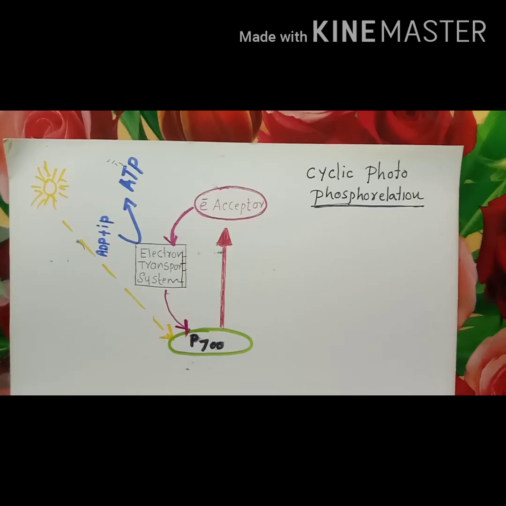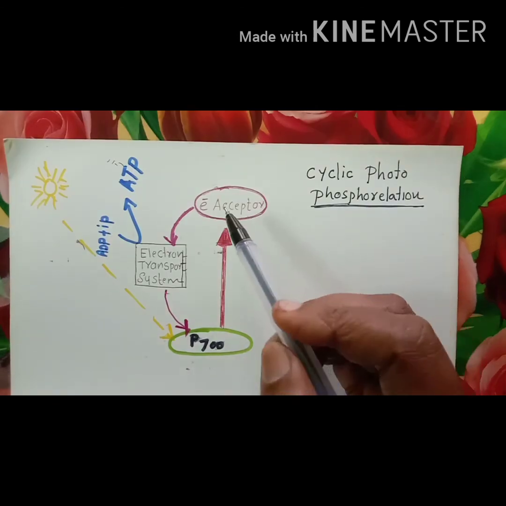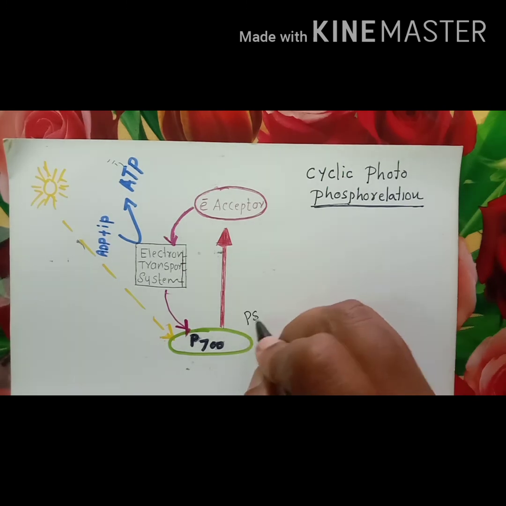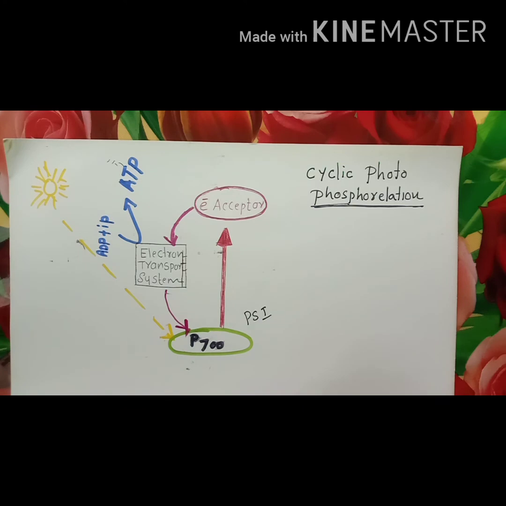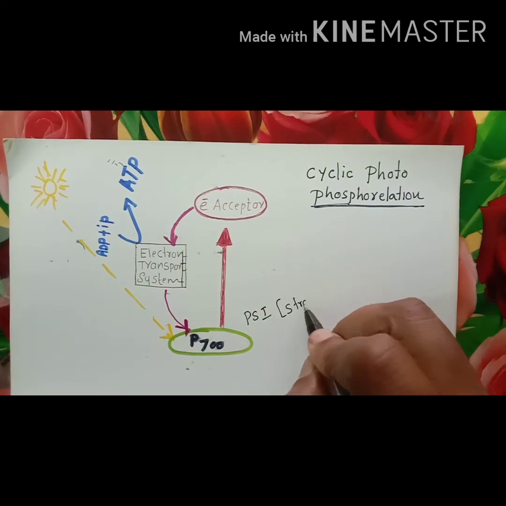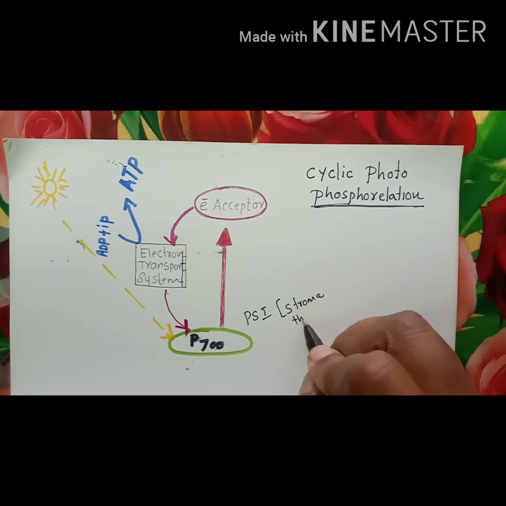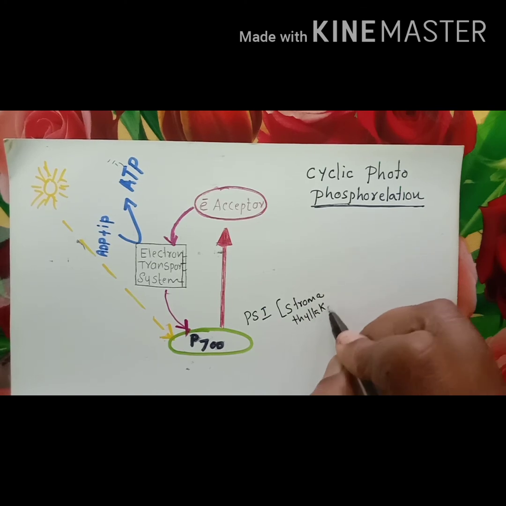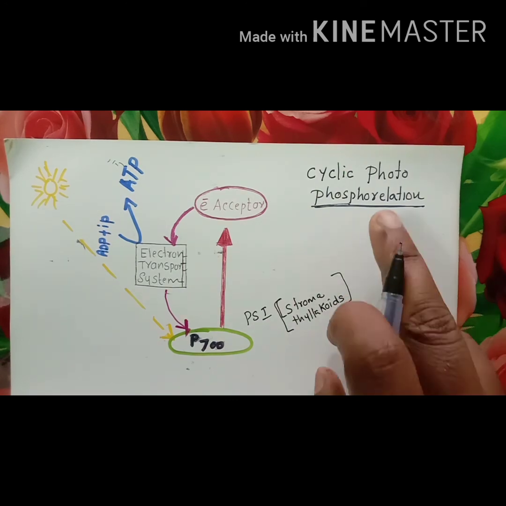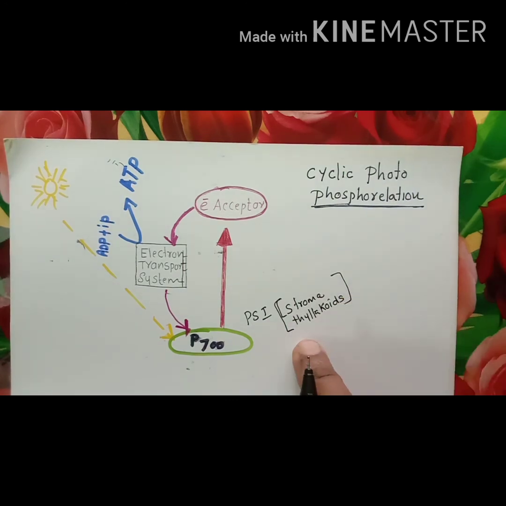Then comes cyclic photophosphorylation. In cyclic photophosphorylation, only one pigment system is associated, that is pigment system 1. So pigment system 1 can be seen only in stroma thylakoid. Stroma thylakoid possesses which one? Pigment system 1. So where does cyclic photophosphorylation occur? Stroma thylakoid. And also one more chance is there.